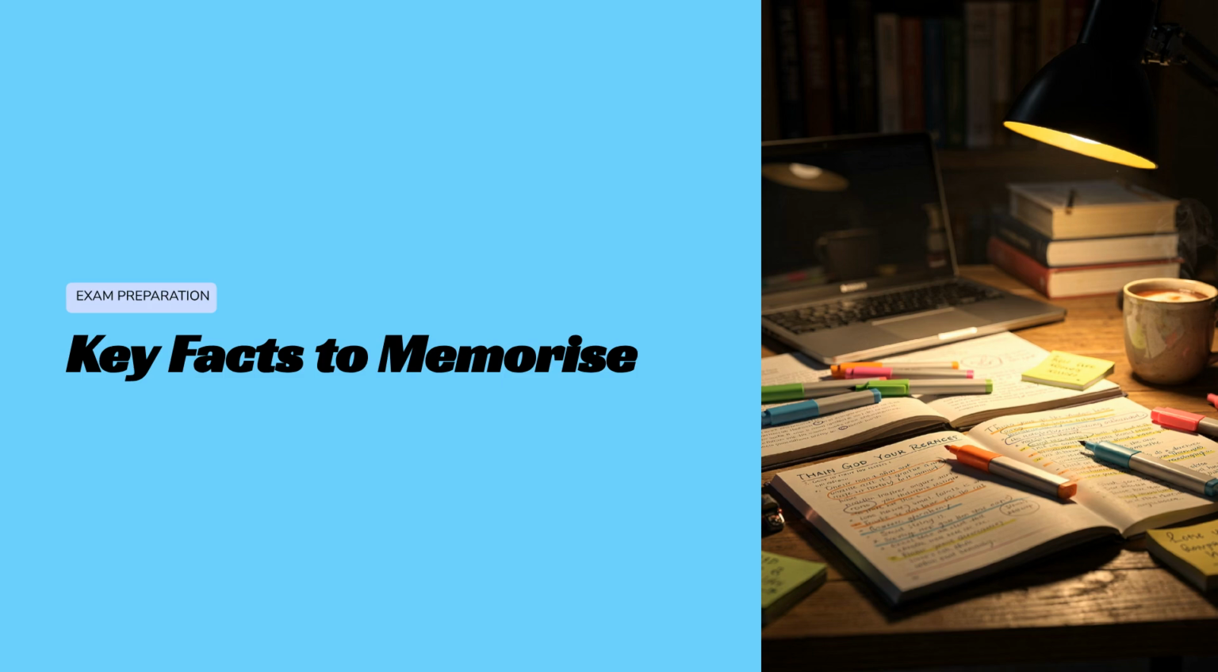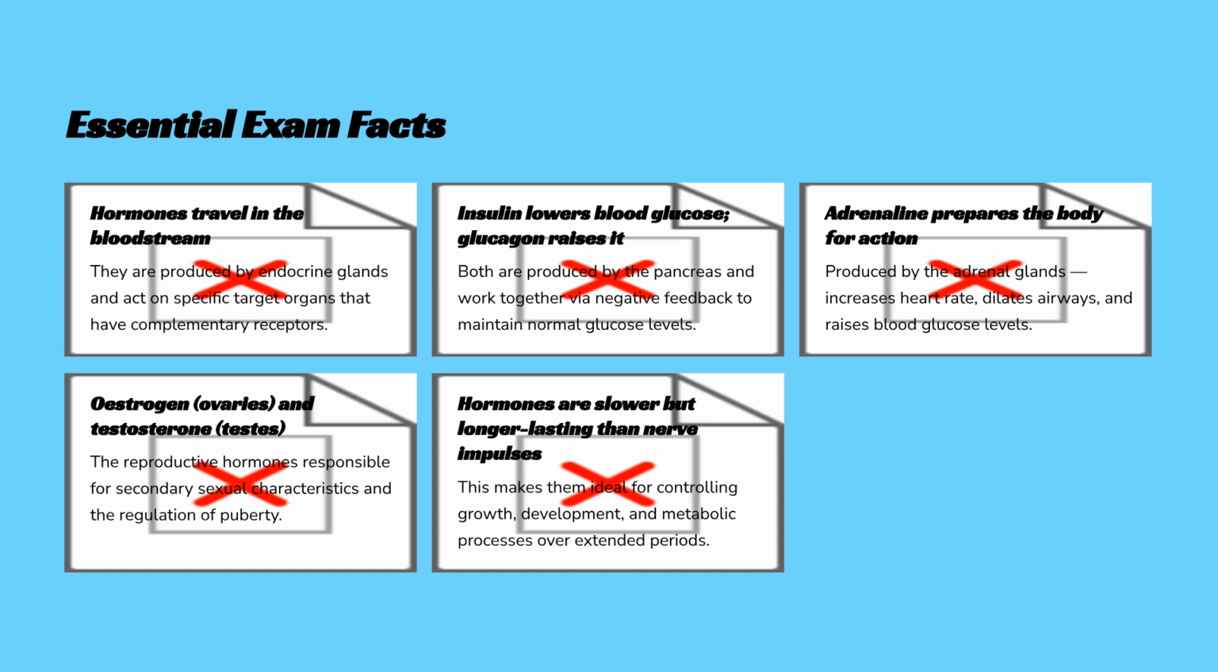The final chapter provides key facts for your exam preparation, including essential knowledge to memorize and common mistakes to avoid. Memorize these facts. Hormones travel in the blood to target organs. Insulin lowers blood glucose, while glucagon raises it. Adrenaline prepares the body for action, and sex hormones control puberty. Hormones are slower, but longer lasting than nerve impulses.